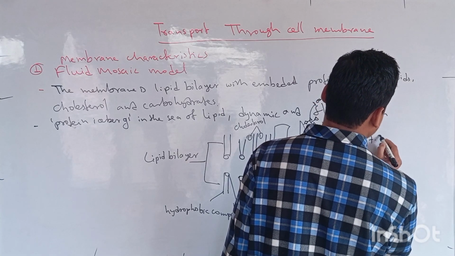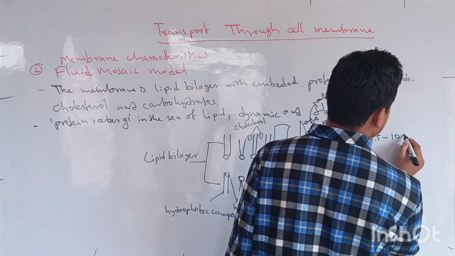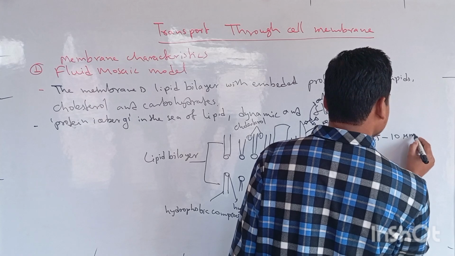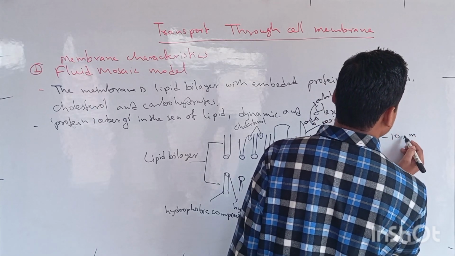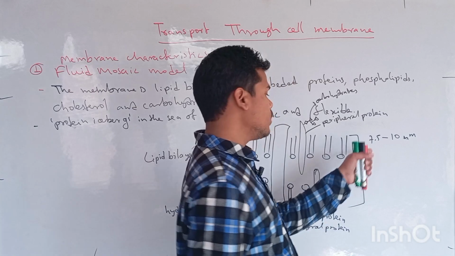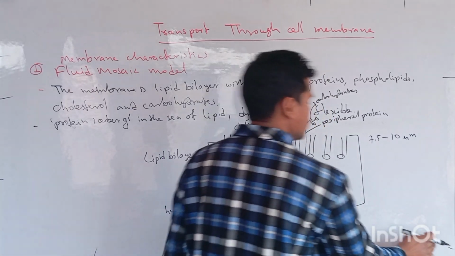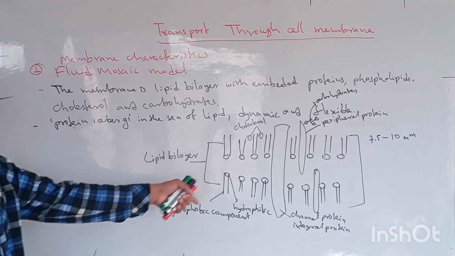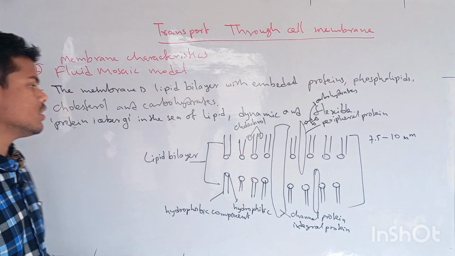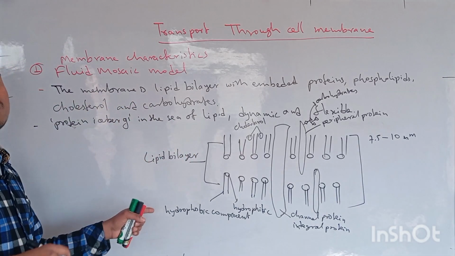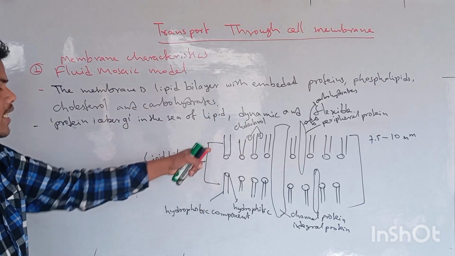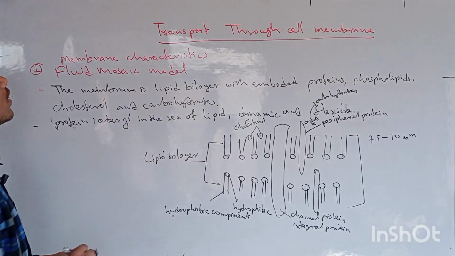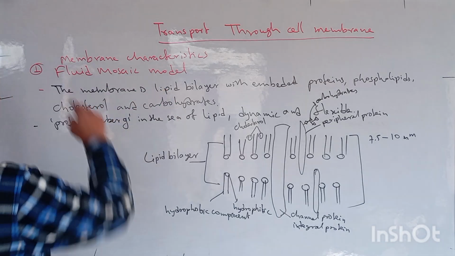The normal thickness of this membrane is like 7.5 to 10 nanometer. This is the postulated thickness of the cell membrane. So this cell membrane possesses various characteristics, and those characteristics are applicable in transport through that membrane. So let's move into transport through the cell membrane proper.